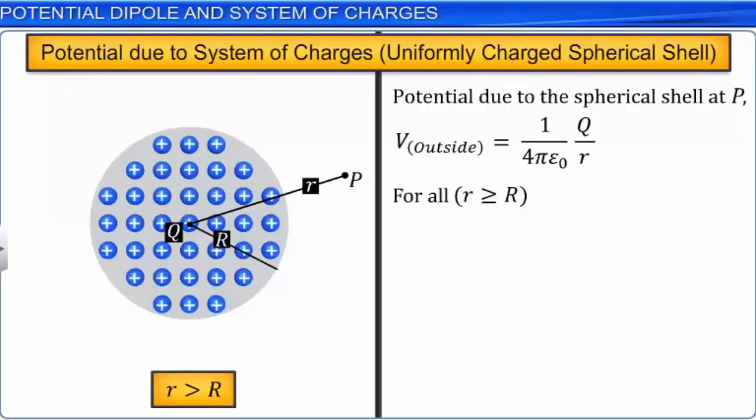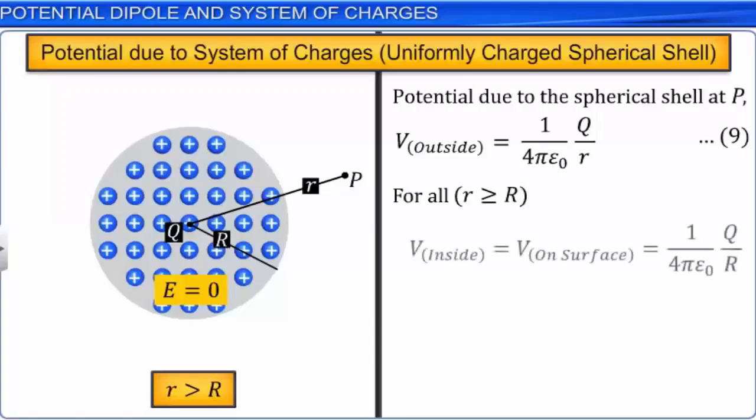Since the electric field strength E for all points inside the spherical shell is 0, the electric potential has to be constant for all such points. The electric potential at any such point which is inside the surface will be equal to the potential on the surface and will be equal to 1 by 4 pi epsilon naught Q by R.